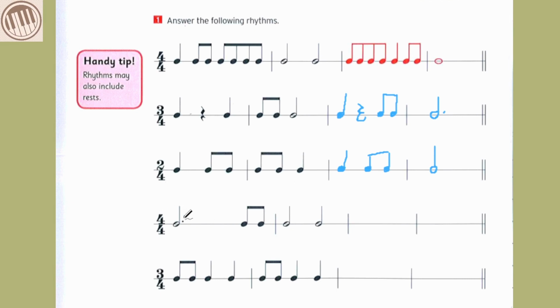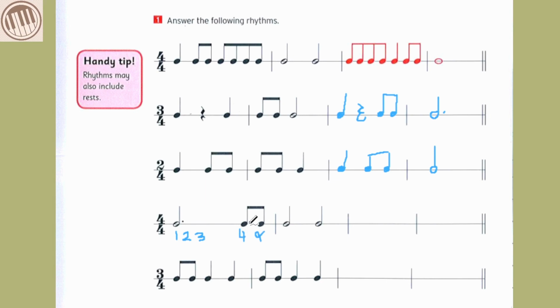Let's move on to the next one. I have a dotted minim and 2 quavers. So you can see beat 1, 2, 3 are combined together with a dotted note, and here is your beat 4.